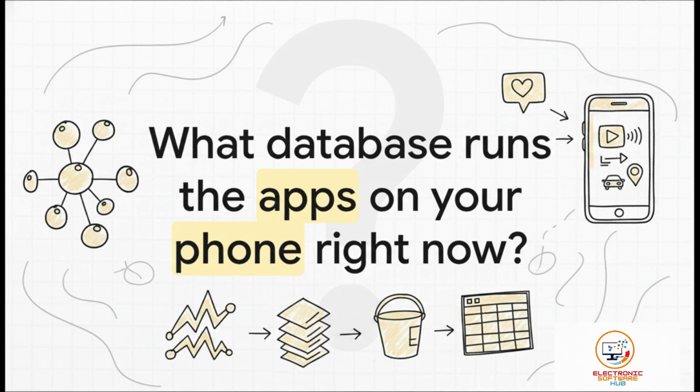When you like a post, stream a track, or book a ride, which of these 4 NoSQL structures is firing away in the background?